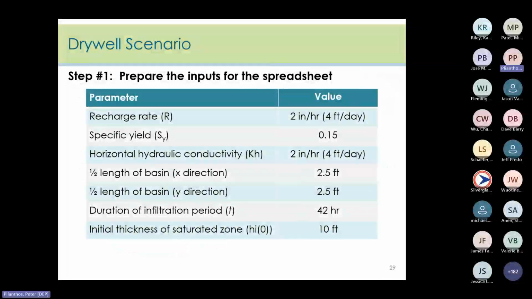Using the same type of chart, here are the values for our input parameters. 1/2 of the slowest tested saturated soil hydraulic conductivity rate is used for the recharge rate in the spreadsheet. The specific yield is the default value of 0.15. The horizontal hydraulic conductivity is the same as the recharge rate since the site is located outside the coastal plain. The duration of infiltration period is 42 hours. And the initial thickness of the saturated zone uses the default value of 10 feet.